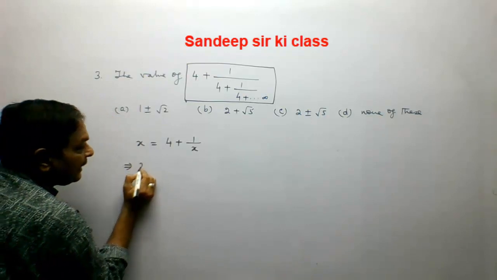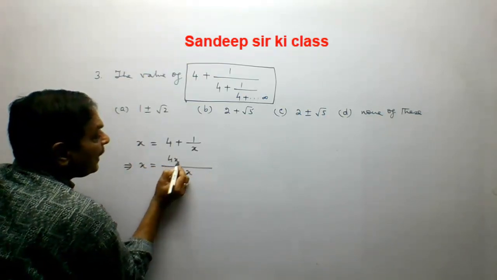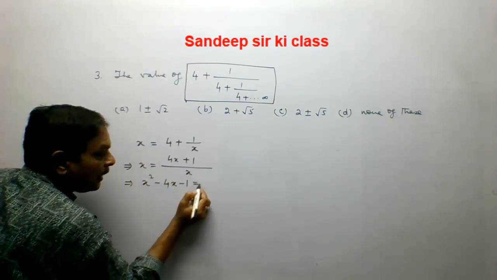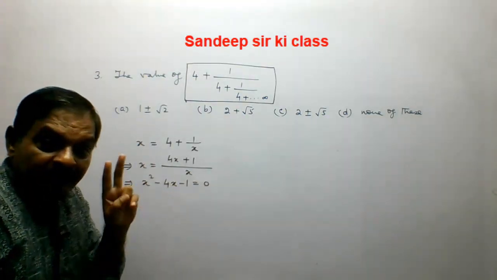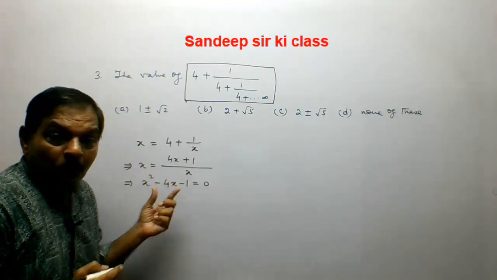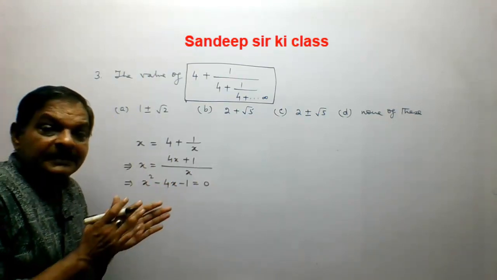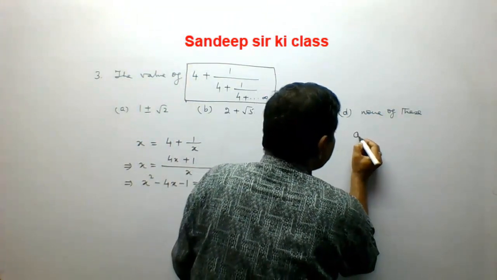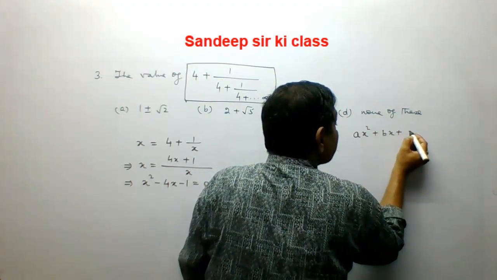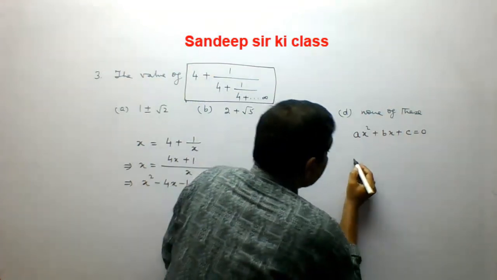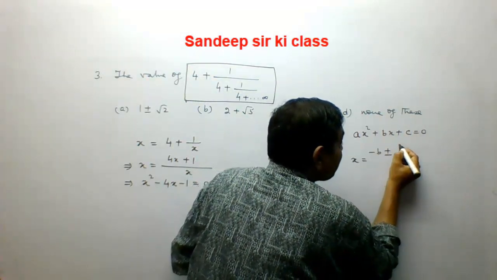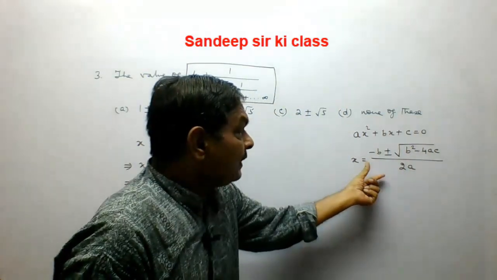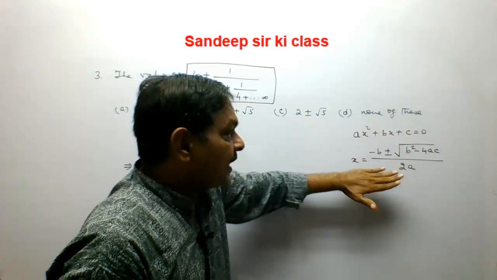This gives me x is equal to, with x as the LCM here, 4x plus 1 upon x. Cross multiply and transpose gives me x square minus 4x minus 1 equal to 0. This is my quadratic equation which has 2 roots, and since it cannot be factorized, I can find them by using the quadratic formula. What is the quadratic formula? Also called Sridharacharya rule. If the standard equation ax square plus bx plus c is equal to 0 is our quadratic equation, then x is equal to minus b plus minus under root b square minus 4ac upon 2a. This is my standard quadratic formula or Sridharacharya formula.